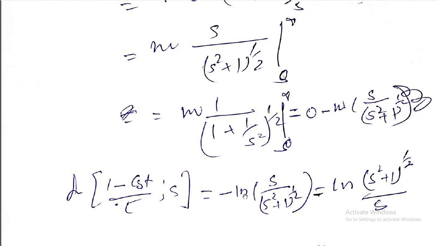Now look at this one. It becomes ln of s by s square plus 1 to the power 1 by 2, the whole to the power minus 1. So how do we make it positive? The denominator becomes the numerator, and the numerator becomes the denominator, and the power becomes positive. So it means ln of s by s square plus 1 to the power 1 by 2, the whole to the power minus 1. So it becomes 1 by s square plus 1. So the result will be this one.